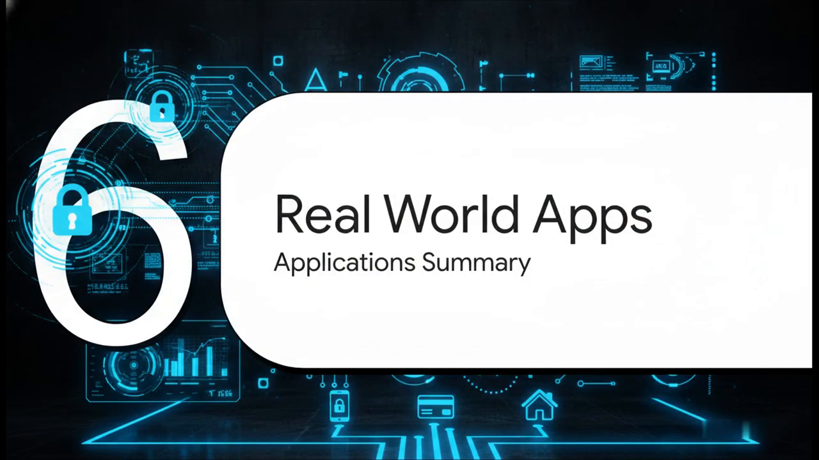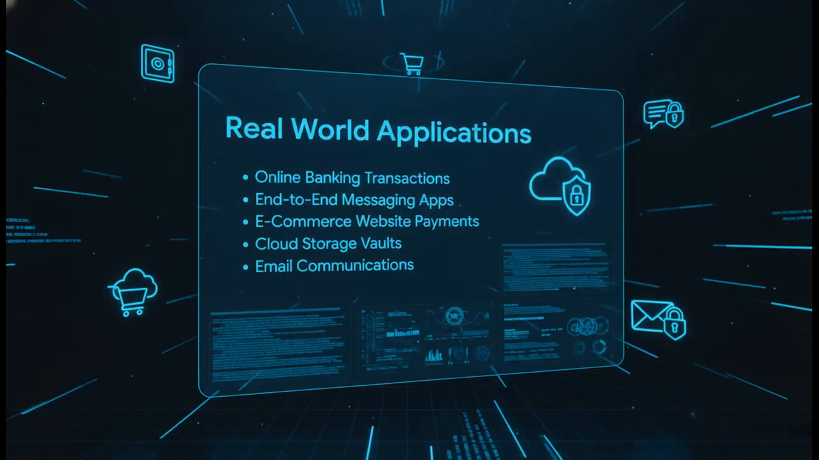Section 6. Real-world application summary. So you might be wondering, why does all of this abstract math actually matter to you outside of this Cyber Command Center? Well, every single day, these invisible encryption cycles are operating relentlessly behind the scenes. They are securing everything from your WhatsApp messages to your online banking transactions, e-commerce payments, and your cloud storage vaults. Whenever you see HTTPS in your browser or when you use an end-to-end encrypted messaging app, you are directly utilizing these exact complex symmetric and asymmetric algorithms we've just been talking about.